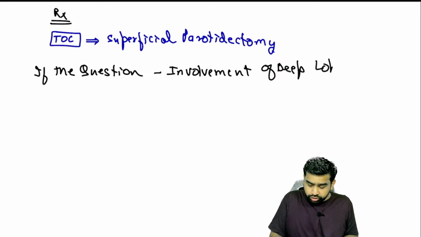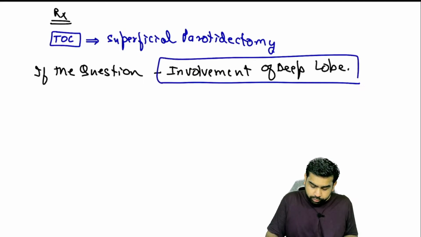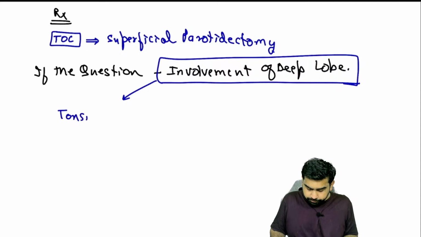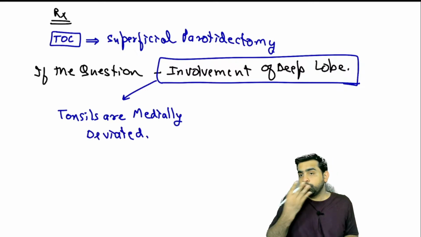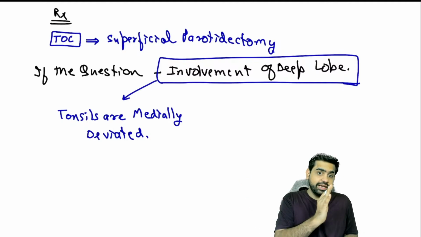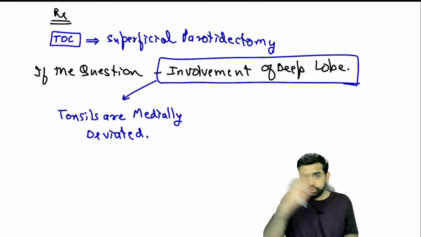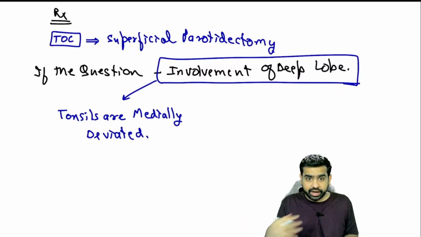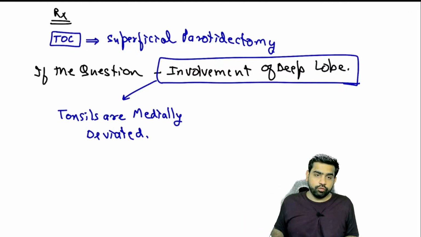Now, this is not going to be mentioned directly. So what are the points which are going to tell you that there is an involvement of the deep lobe? If they say that the tonsils are medially deviated. So you examine the oral cavity of the patient and the tonsils are medially deviated. Do you understand my point? If the question mentions something like that, indirectly they are telling you that there is an involvement of the deep lobe.